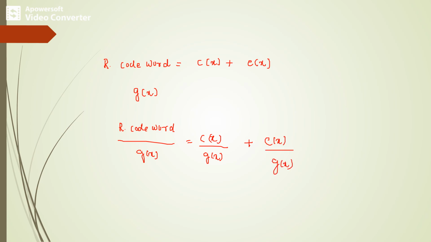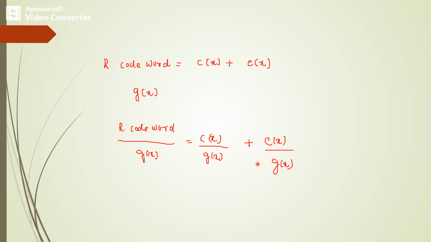On the right hand side we have two terms, c of x divided by g of x and e of x divided by g of x. If both values are equal to 0, I can say that the received code word is error free. Suppose c of x divided by g of x is 0 but e of x divided by g of x is a non-zero value. At that instant we can say that there is an error in the received code word.